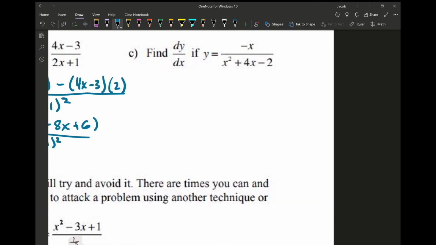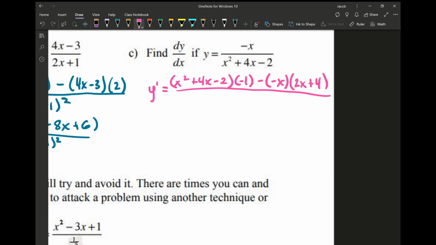Now C, there's just one more term in the denominator. I'm going to use a different color. So y prime is going to look like this. Low d high, so -1, minus high, -x. Notice I use parentheses still, because I'm subtracting. Minus high d low, so we've got 2x plus 4 over x squared plus 4x minus 2 squared.